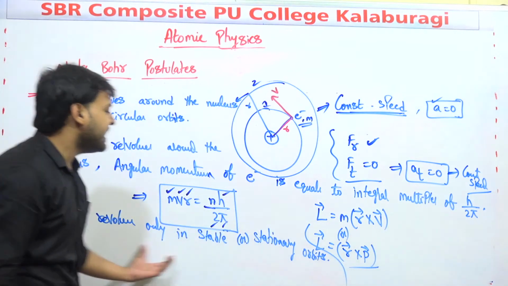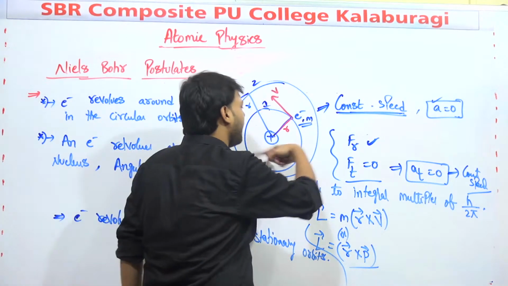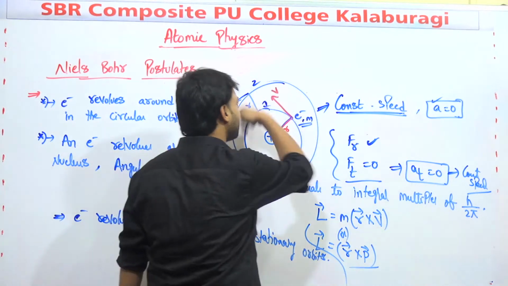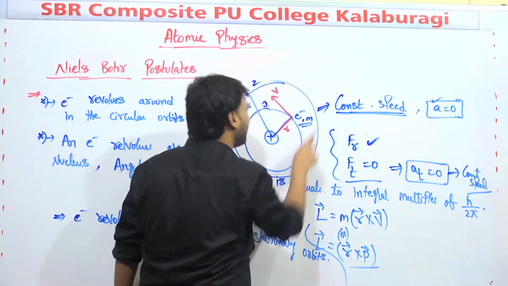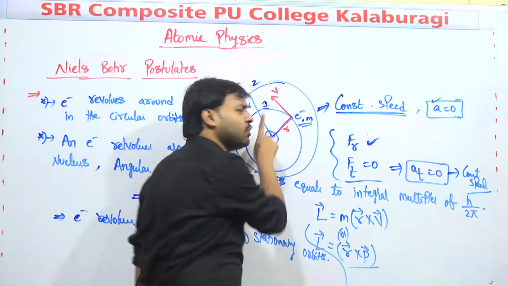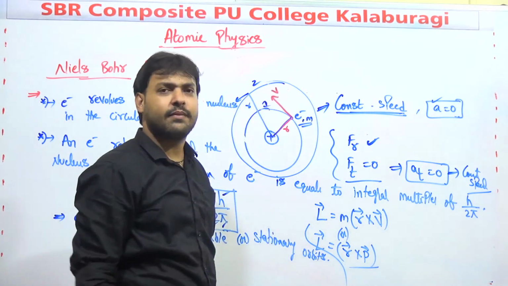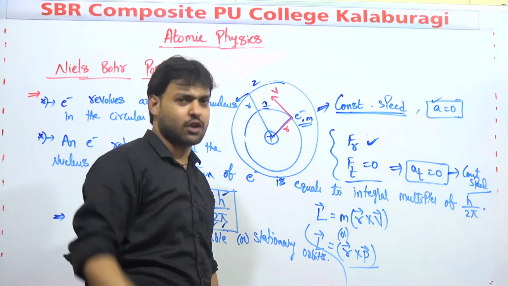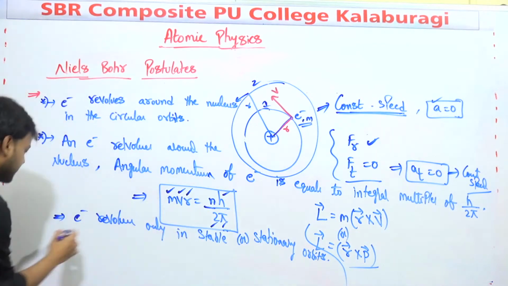Stable or stationary orbits. What do you mean by stable or stationary? Stability. If the electron is revolving at this position, then only stability will be there. So if the electron is revolving in n equals 2, then stability will be there. So it can't revolve at 1.5. It can't revolve at 0.5. So if it loses some energy, it directly jumps back to 1. If it gains energy, it will jump to 2. It won't revolve in the other orbits, which don't have stability for the electron. Right? So this is the point: the electron revolves only in the stable or the stationary orbits.